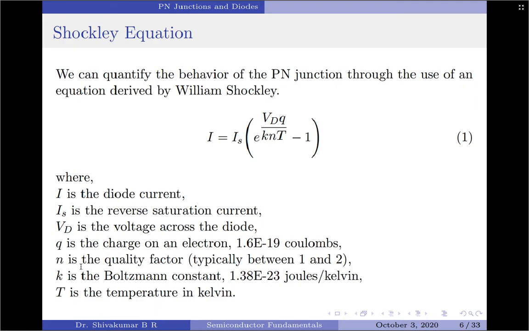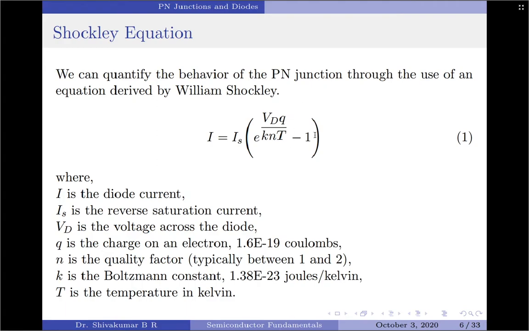n is the quality factor, typically between 1 and 2. K is the Boltzmann constant, given by 1.38 times 10 to the power of minus 23 joules per Kelvin. And lastly, capital T is the temperature in Kelvin. At 300 Kelvin, the quantity Q divided by K T is approximately 38.6. Consequently, for even very small forward positive voltage, the minus 1 term can be ignored.